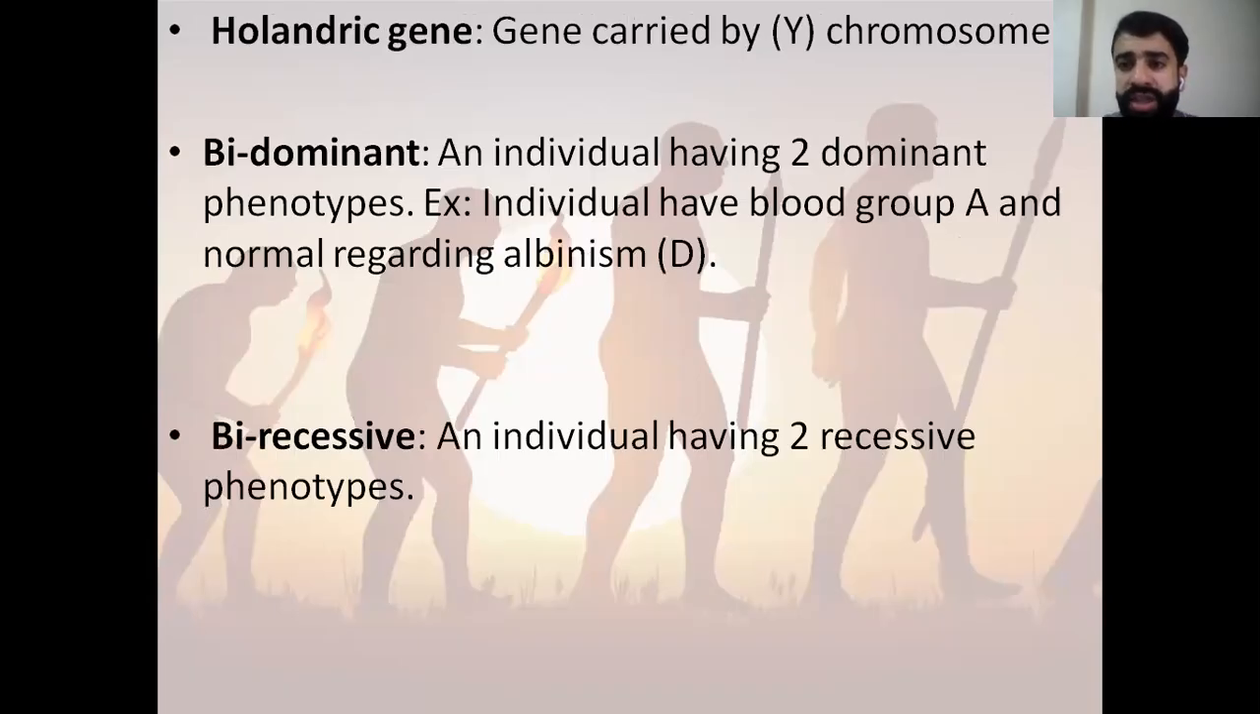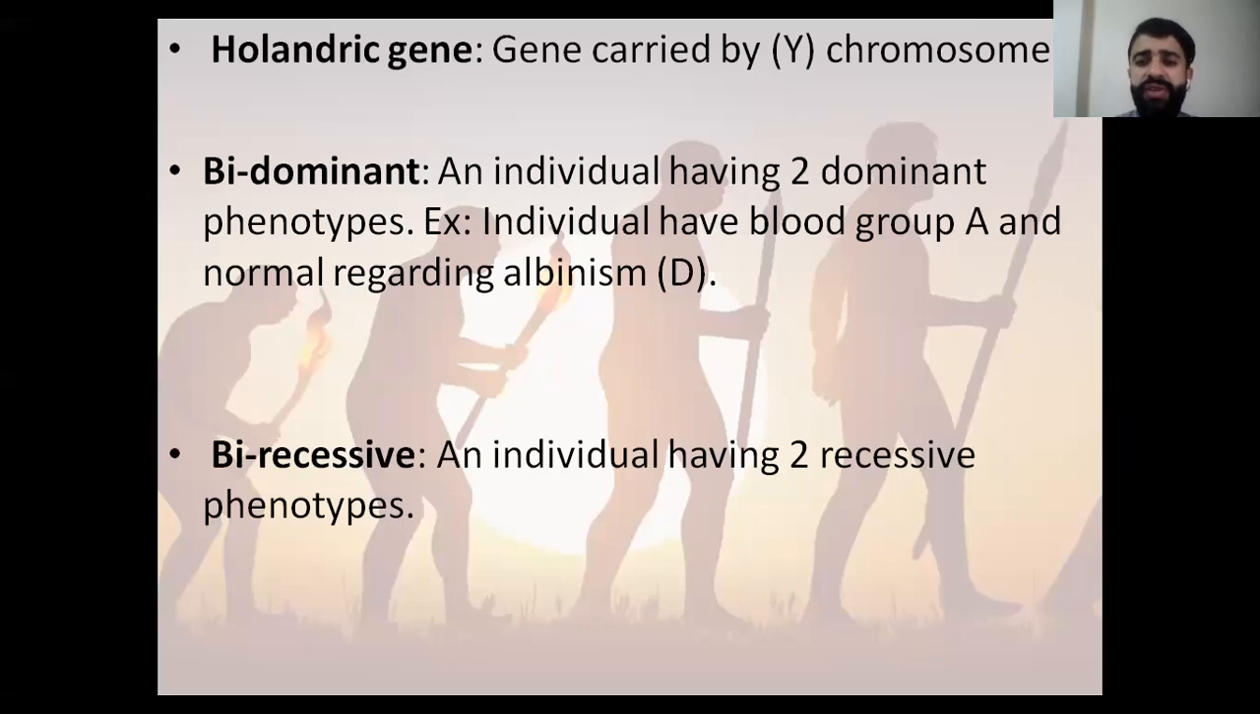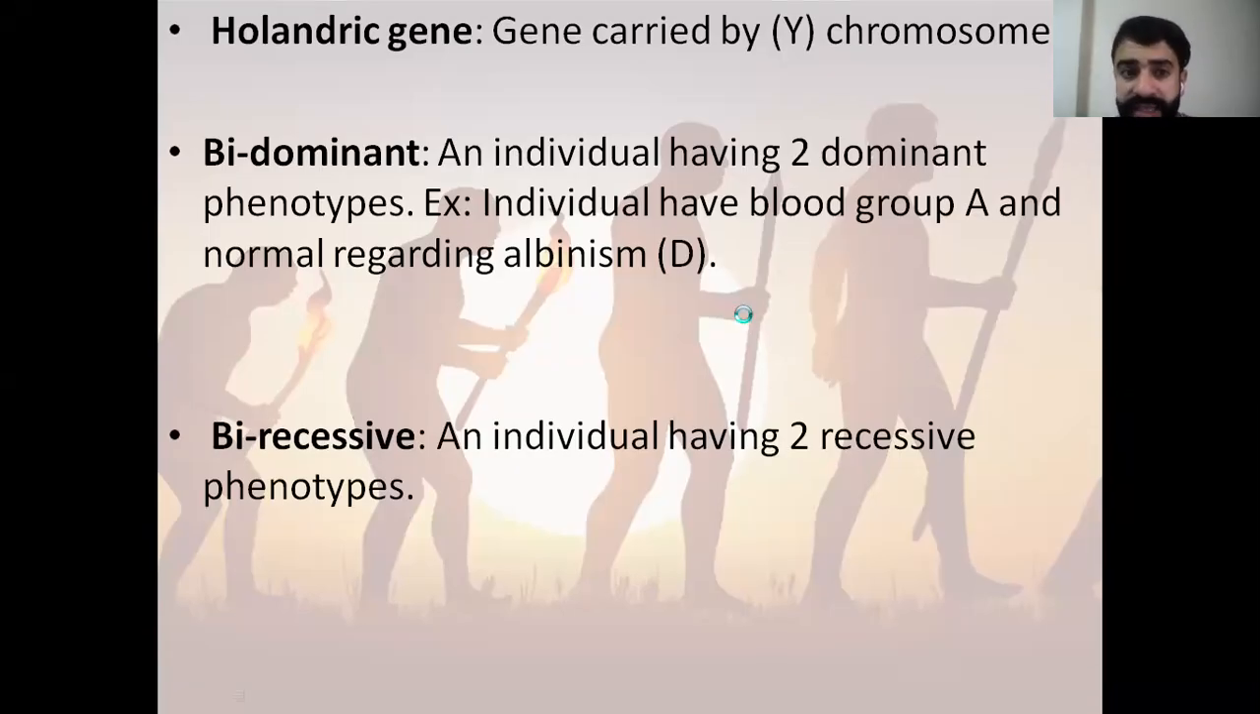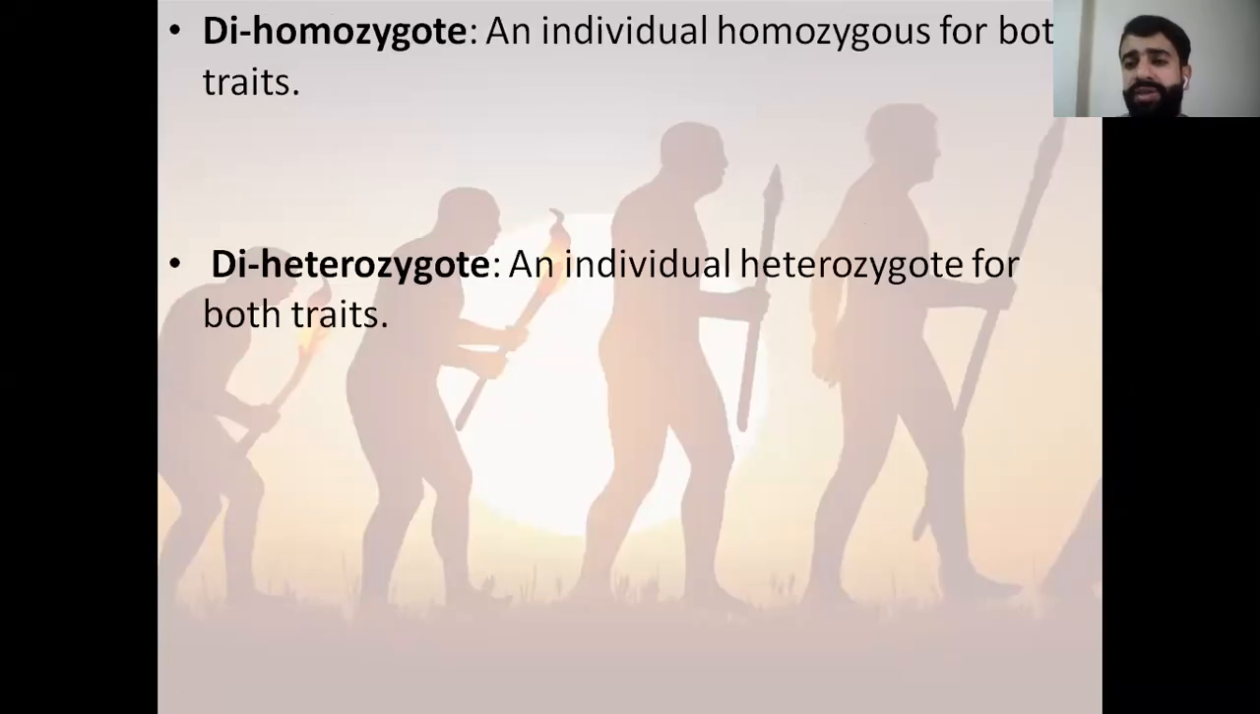Holandric gene is the gene that is carried by the Y chromosome. Then bidominant and birecessive. Bidominant means an individual having two dominant phenotypes, while birecessive means having two recessive phenotypes. Dihomozygous and diheterozygous follow the same concept. An individual homozygous for both traits is called dihomozygous. Diheterozygous is an individual heterozygous for both traits.